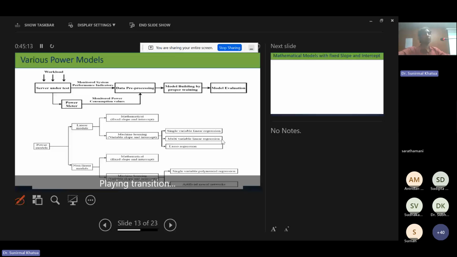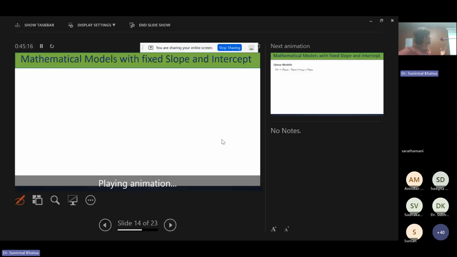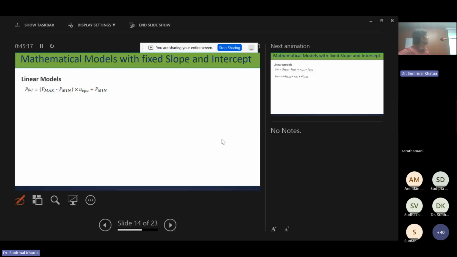Initially, we used this kind of linear model, where the model is a line. P(u) equals (Pmax minus Pmin) times utilization plus Pmin itself. Now we have to find the values of Pmin and Pmax. So can you tell me how we can find these two values? Anyone? How can it be determined?